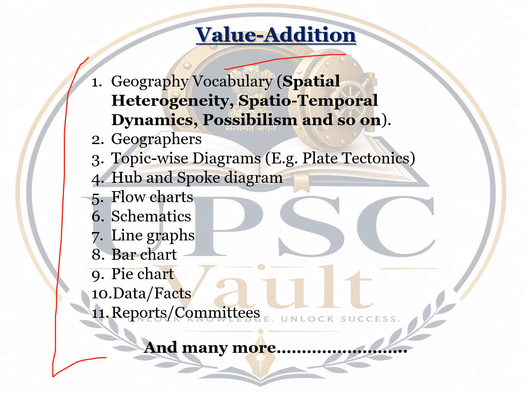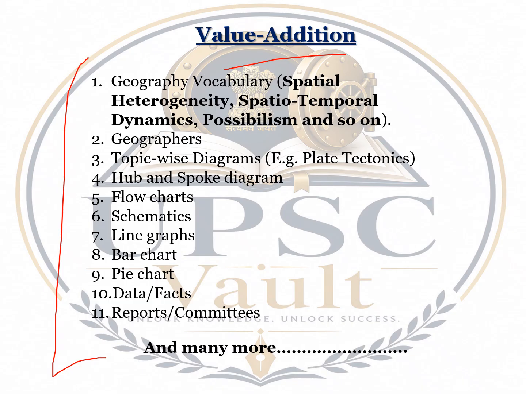Firstly, geography vocabulary. This is the most important and easiest value addition. Spatial heterogeneity, spatio-temporal dynamics, possibilism, and so on. Every subject has its own language, as I have already told you in classes. For example, in history, words like revolt, war, consequences, outcome will be popular. In society, you can see women, vulnerable sections, poverty, urbanization, migration, family structures. These will be the common words. In geography, similarly, you will be using words like landforms, landscape, development, rural-urban dynamics.